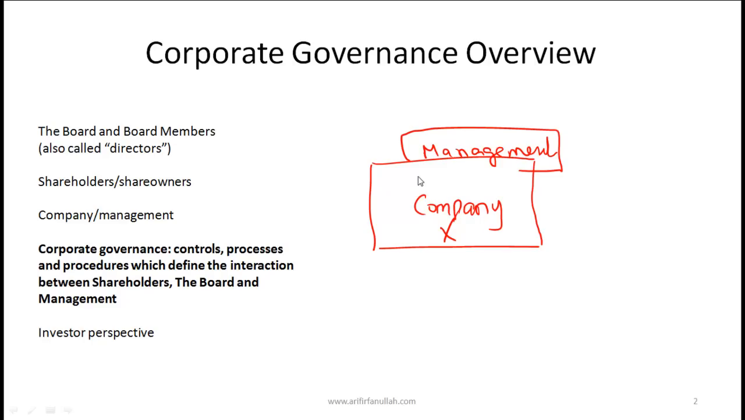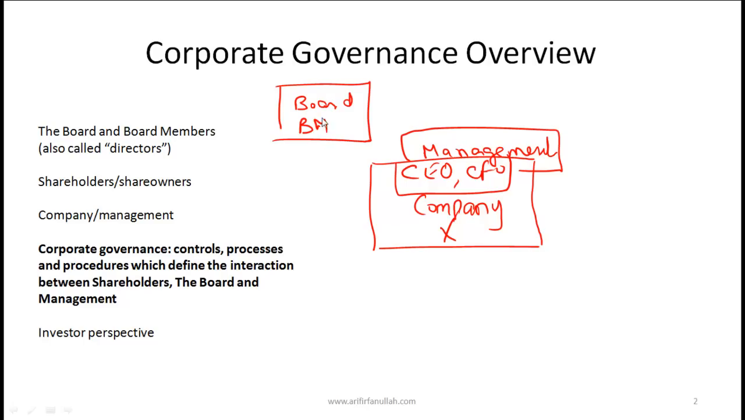The management team consists of the CEO, CFO, and so on, but that's the senior management. We then also have the board. So the board is made up of board members, and we'll talk about this in more detail. But the objective of the board is to oversee the management and make sure that the management is running the company in the best interest of the share owners or shareholders.